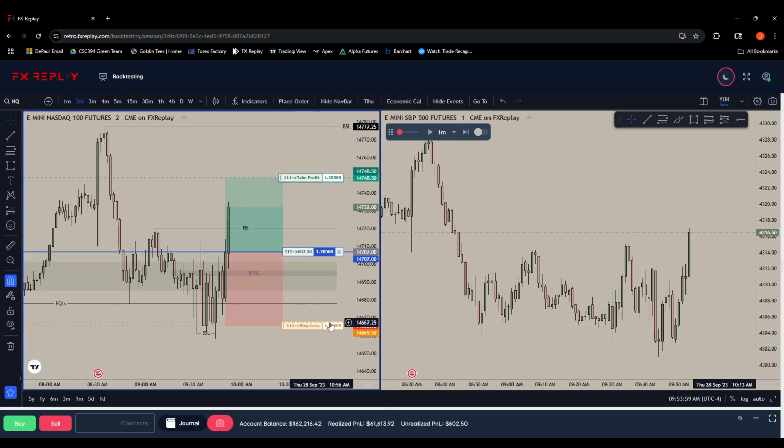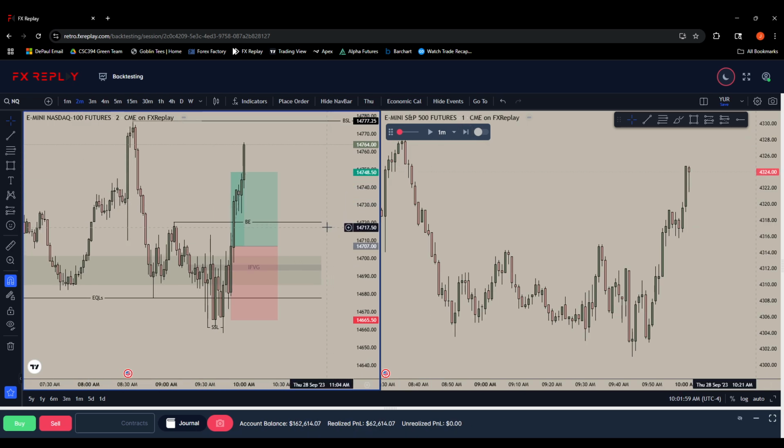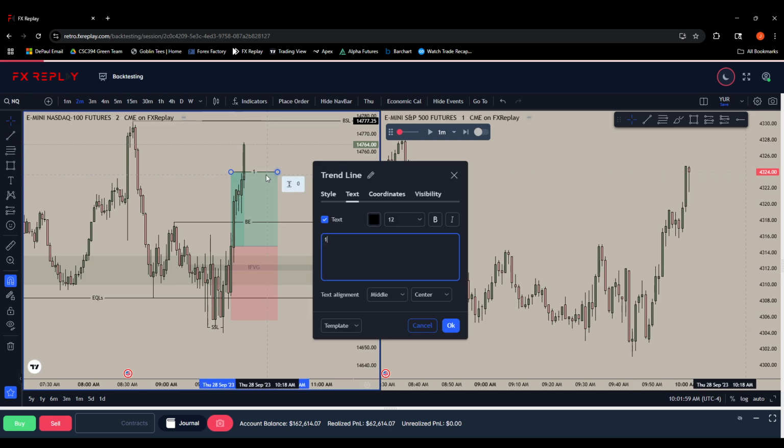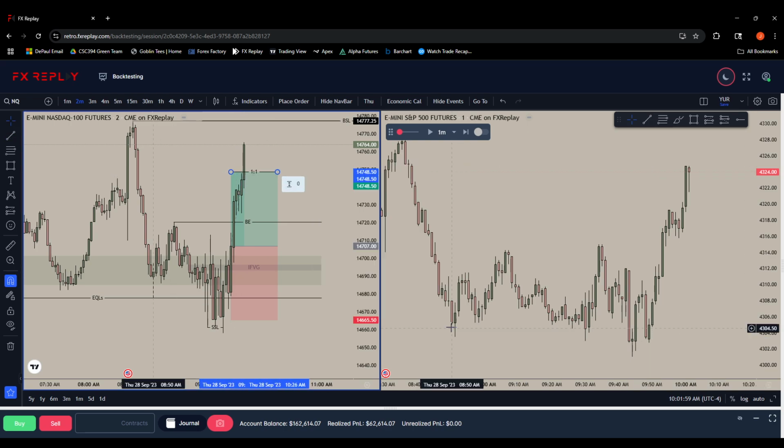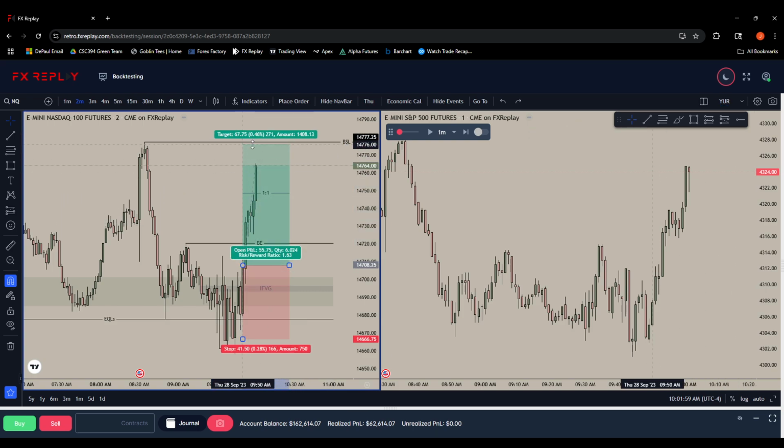1, 2. Okay, going to be break even there. Looking for a 1-to-1 on this TP, TP then at a 1-to-1, and targeting buy side liquidity here.